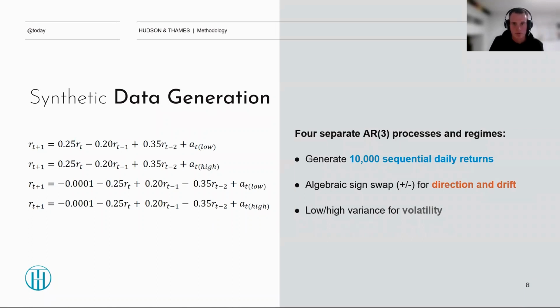Then if you move on to the synthetic data generation, for each of the experiments, we applied a quadruple autoregressive process that was used to generate 10,000 sequential daily returns. By quadruple autoregressive process, I mean that it consisted of 4 separate AR3 processes, because there were 4 different regimes. First, a positive negative algebraic sign swap, and second, low and high volatility.